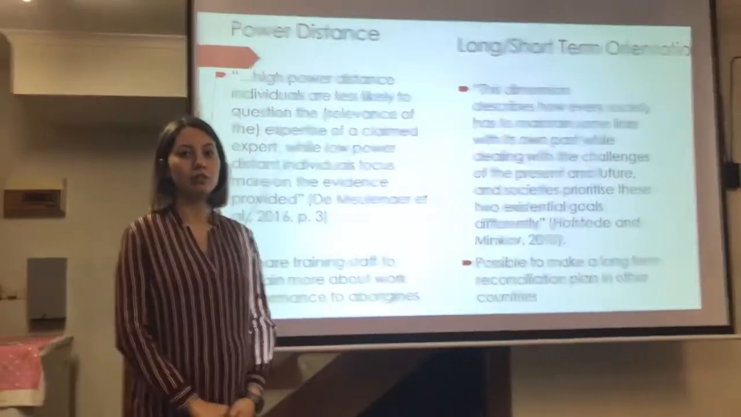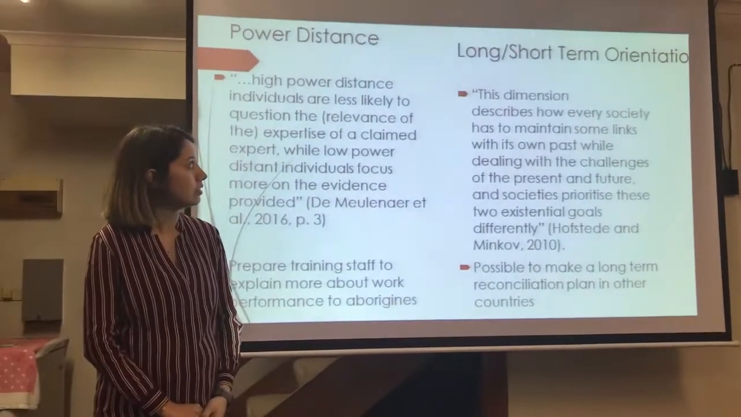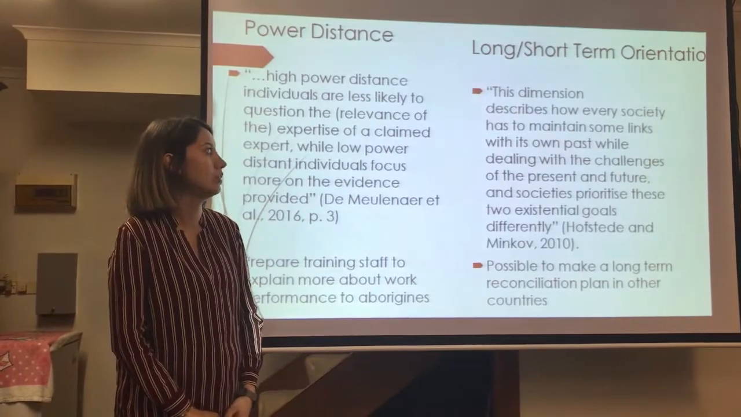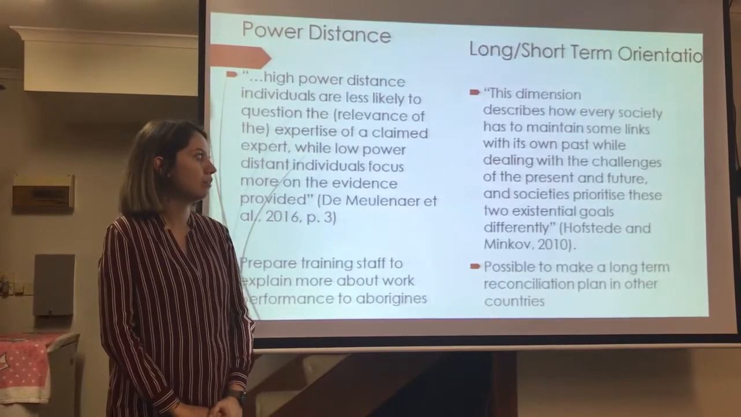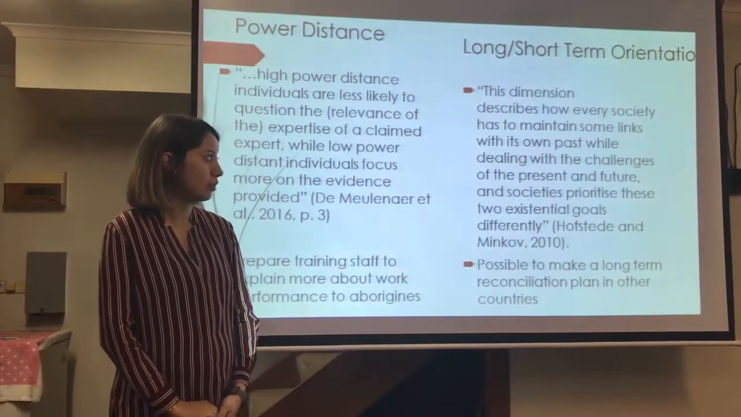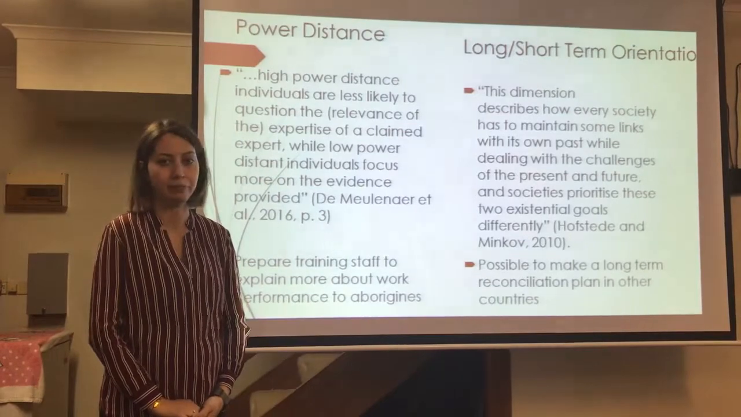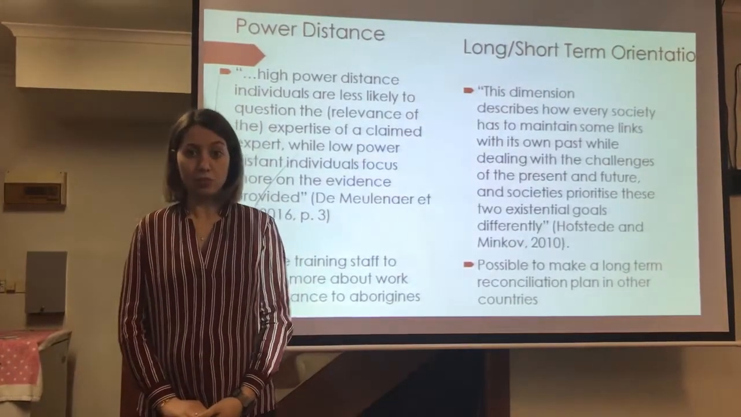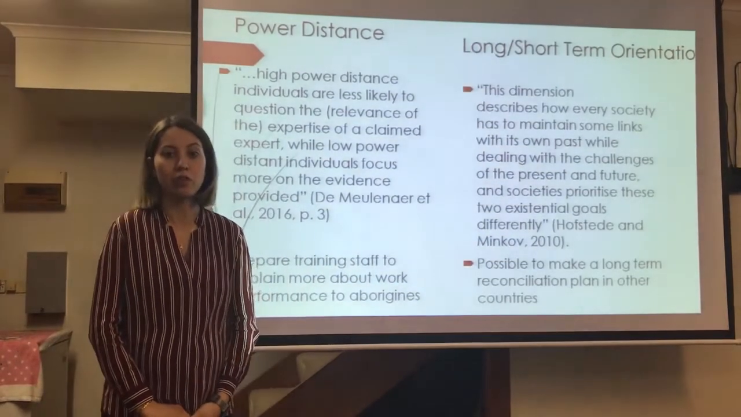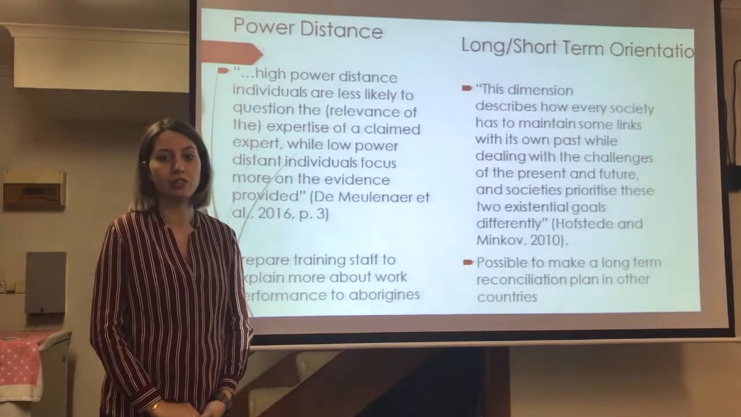For the long-term and short-term orientation of the Hofstede dimension, it states that this dimension describes how every society has to maintain some links with its own past while dealing with the challenges of the present and future. And societies prioritize these two essential goals differently. For the LNG project, it's operated in Darwin, and Inpex has to work with Aborigines because they are the ones who live there and they know the location.